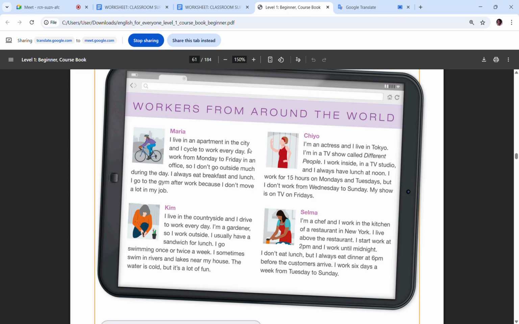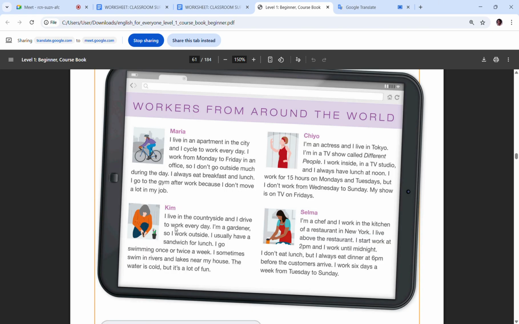What about every day? Every day means Monday, Tuesday, Wednesday, Thursday, Friday, right? To work in an office, it's in a building with professional people, or business people. To go to the gym. What about countryside? Do we know the meaning of countryside?